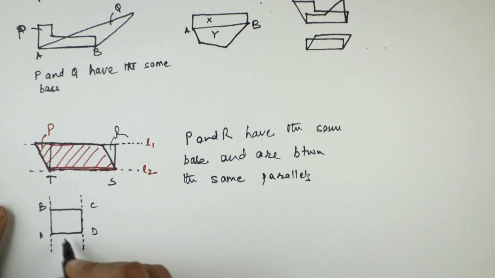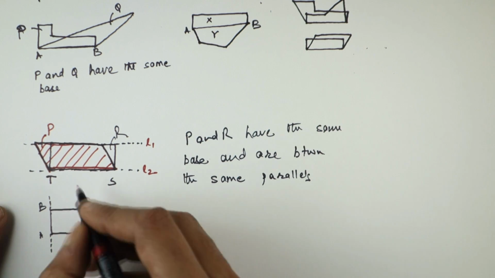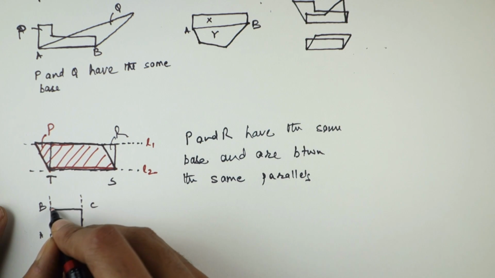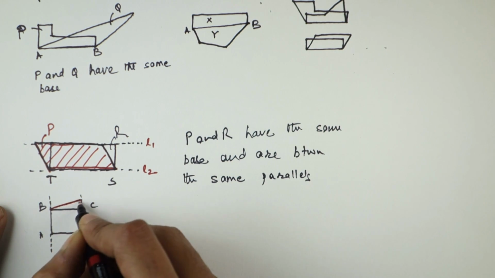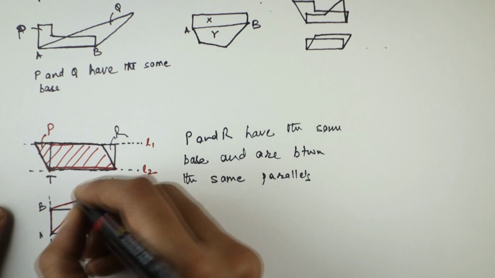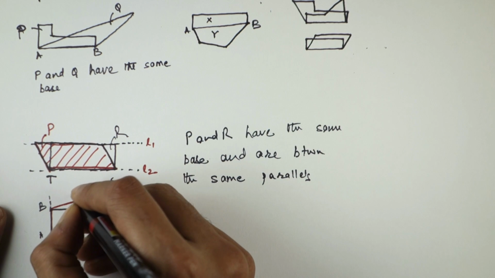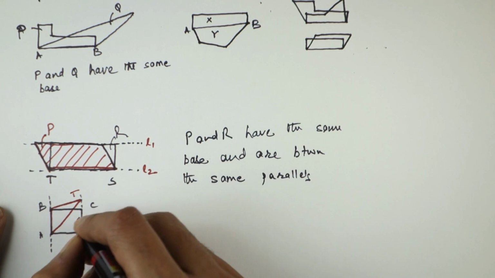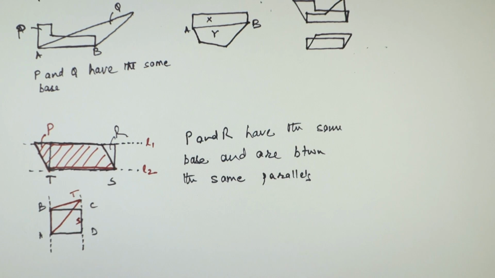So it is not necessary that the parallel lines will always be horizontal. Parallel lines can be vertical here, or they can be at an angle. And on this base, let us draw a triangle. Let's call this triangle T, and this square S. So T and S share the same base and are between the same two parallel lines.